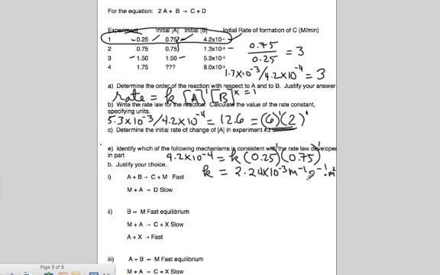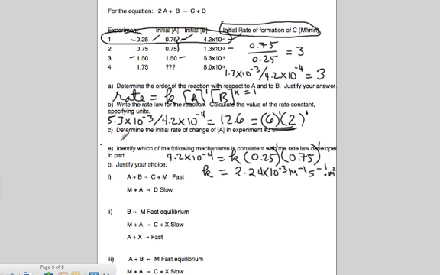Oh, C. Determine the initial rate of change of A in experiment number 3. Now, you have to look up here at what you're given. What you're given is the rate of formation of C. Well, how do C and A compare? The rate of disappearance of A is twice the rate of appearance of C. So I am going to take, in experiment number 3, the rate of appearance of C. It is 5.3 times 10 to the minus 3.